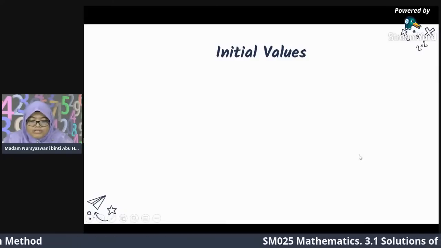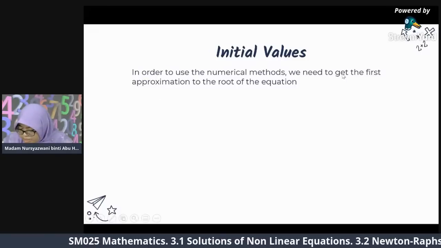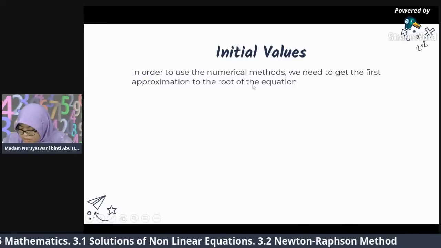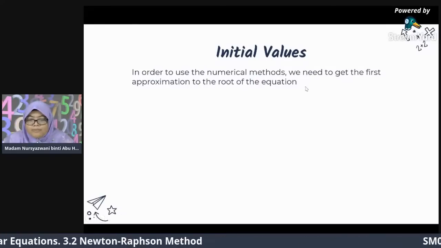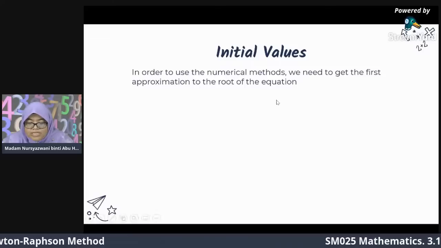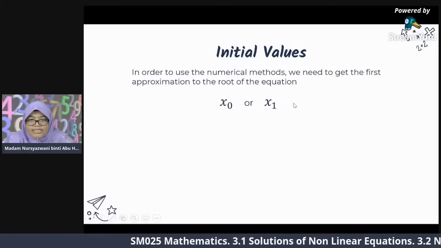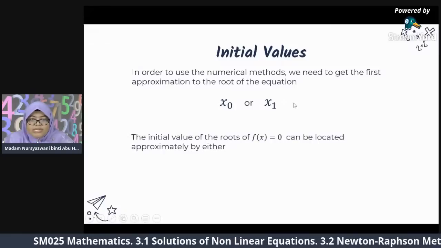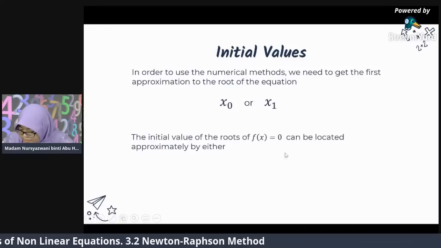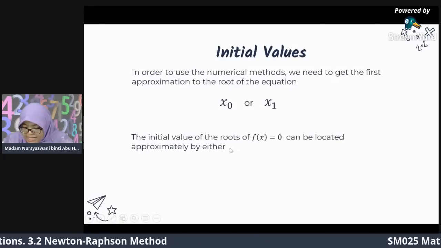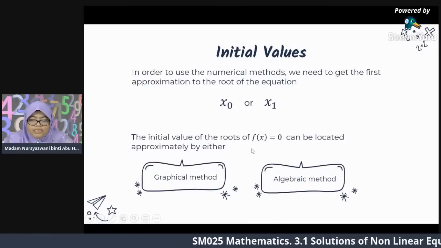Okay, what is initial value? In order to use the numerical method, we need to get the first approximation to the root of the equation. So initial value is the first approximation. The notation of first approximation is either x null or x1. The initial value of the root of f(x) equal to 0 can be located approximately by either graphical method or algebraic method.